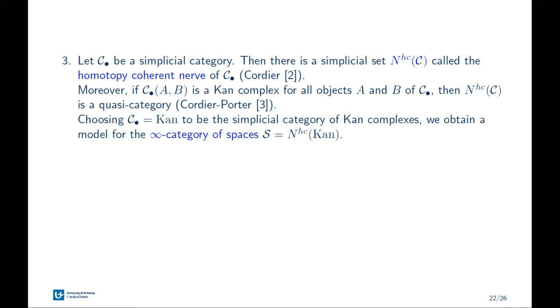We can look at a very specific example. If I take C to be the simplicial category of Kan complexes, so the category of Kan complexes, and you can endow it with some extra structure, making it a simplicial category. And I can take its homotopy coherent nerve, and this is one way to define the so-called infinity category of spaces. This is an object that turns up time and time again, but when you're working with these infinity categories, it's a replacement for the category of sets within the infinity context. And this is one way of formalizing this.